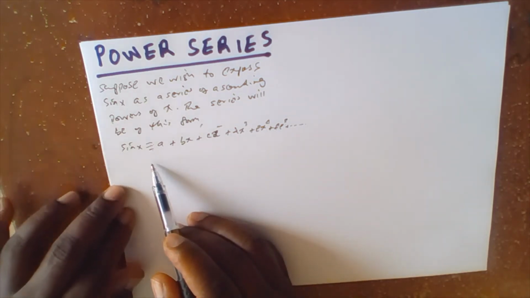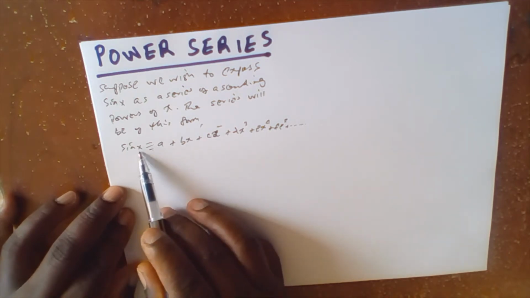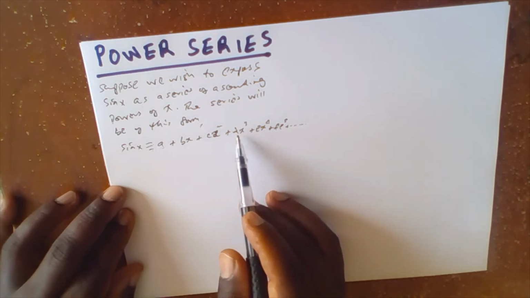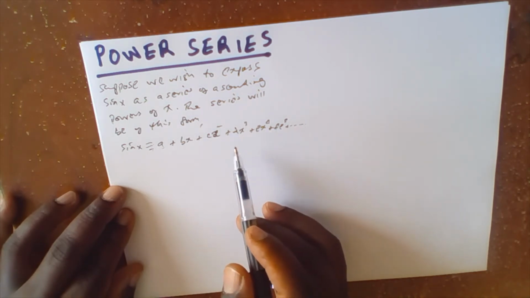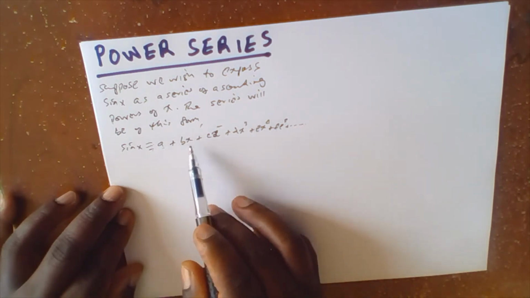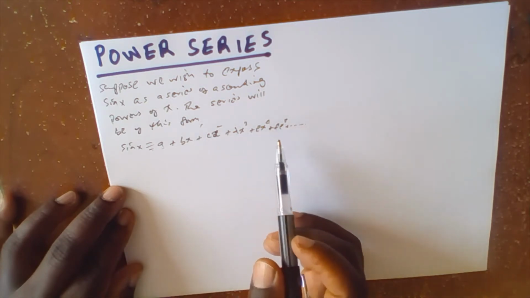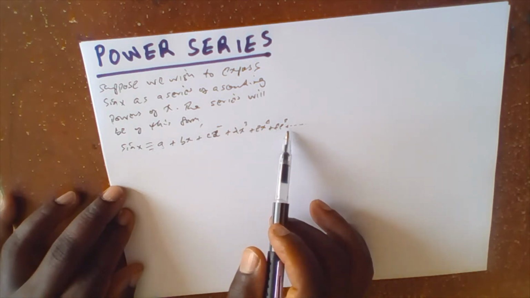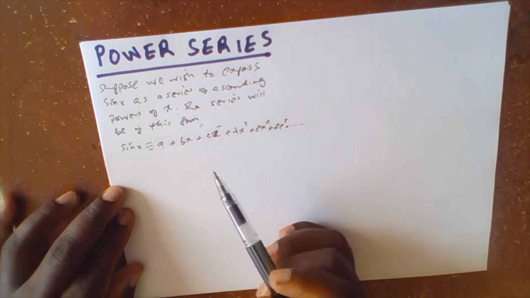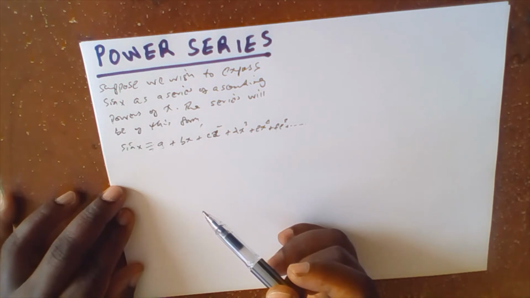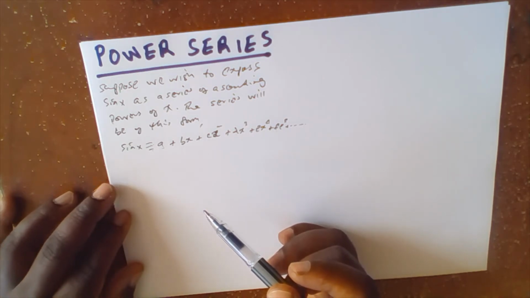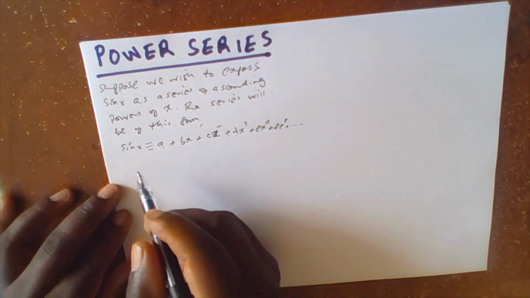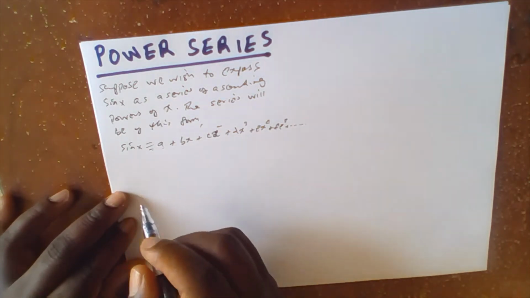Now, for us to establish the series for sin x, we need to get the values of the constants a, b, c, d, e, f. Once we get the values, we just substitute in this statement, and then we will have the series for sin x. Now, how do you go about it?